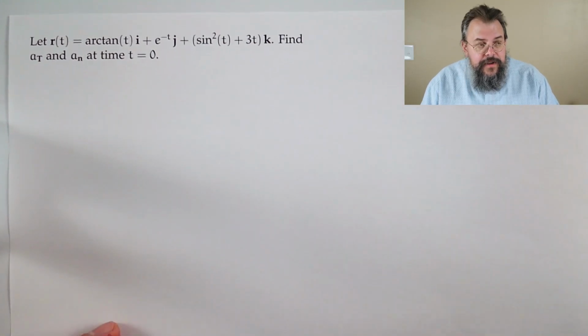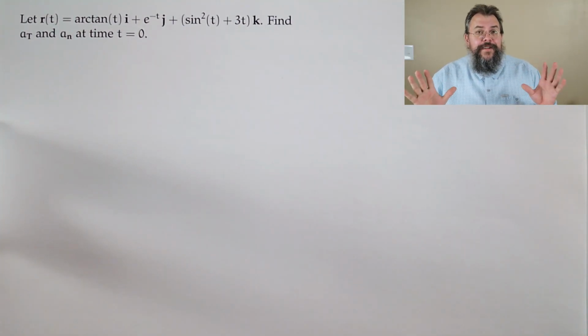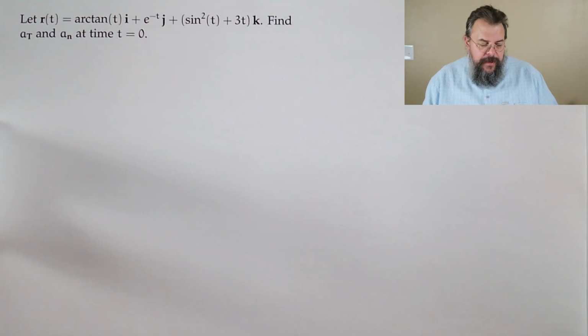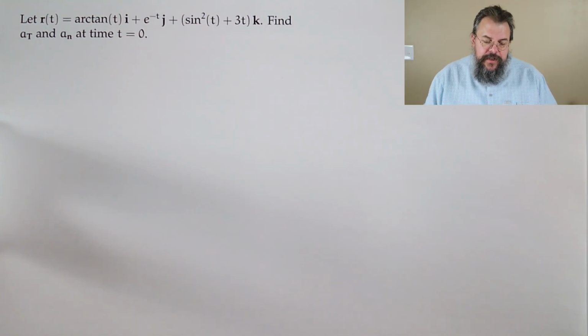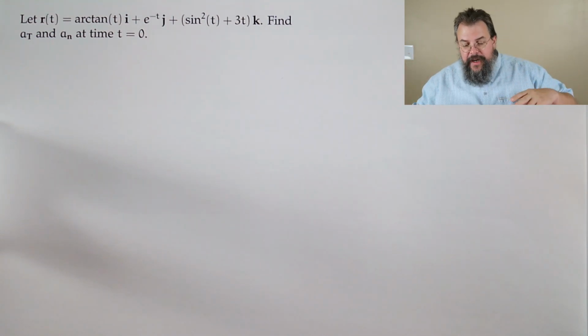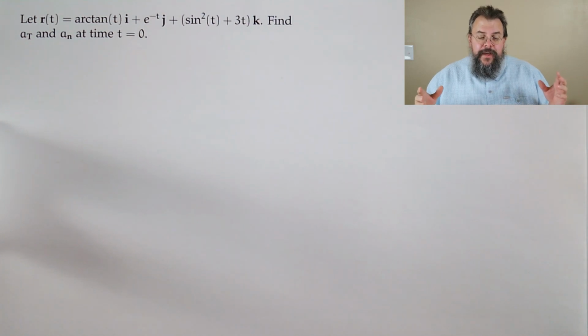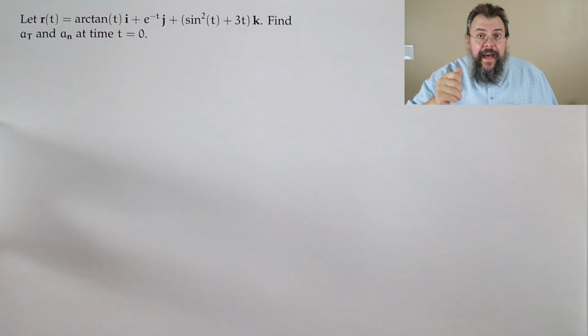And for our last one, I think it's good to say, maybe we should go to geometric. Let's think about this problem first. Okay, so here we have this r of t, arctangent of t i, e to the minus t j, sine squared of t plus 3t k. And it says find a sub t and a sub n at time 0.